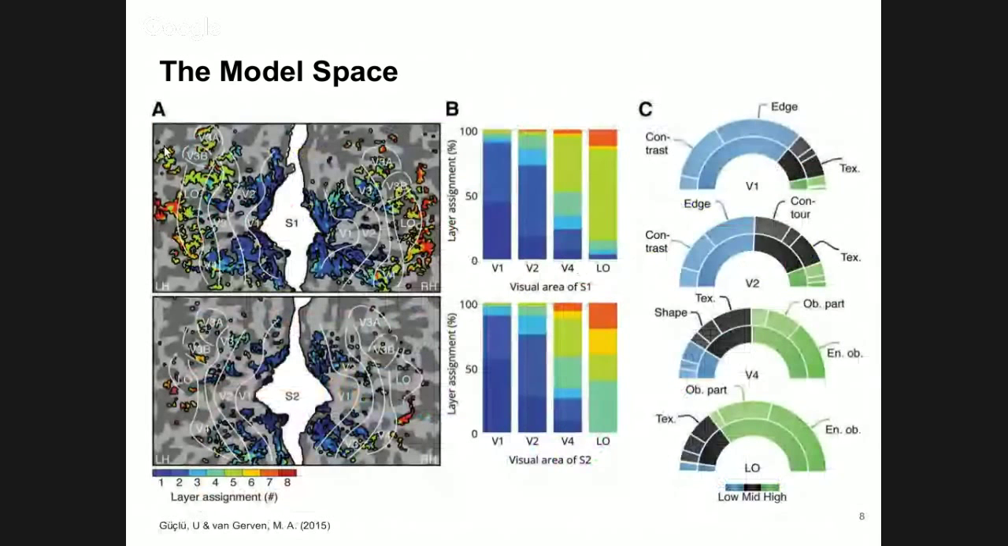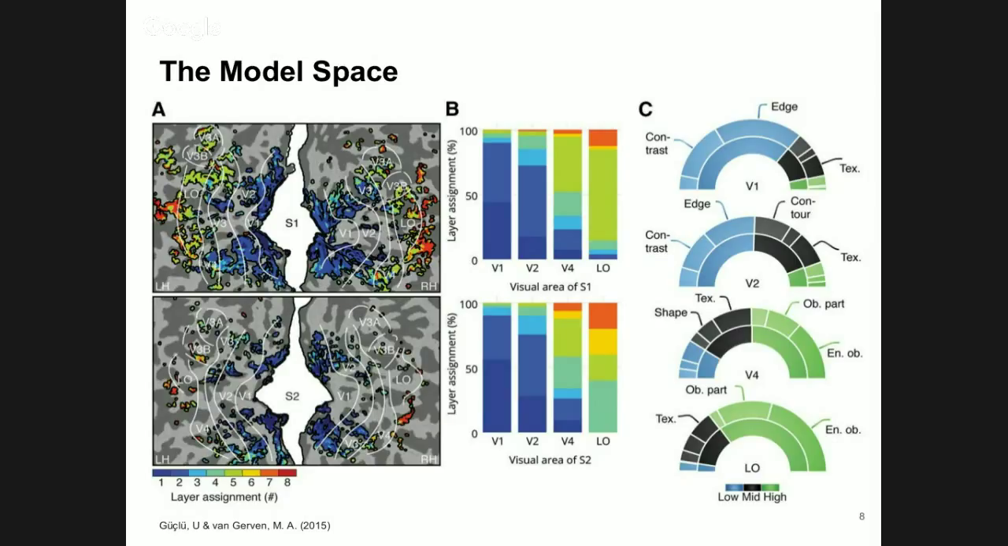And more recently, these two guys, Panqu and Van Gerven, did the very first systematic examination of the predictability of the convolutional neural network for the voxels along the whole ventral stream.